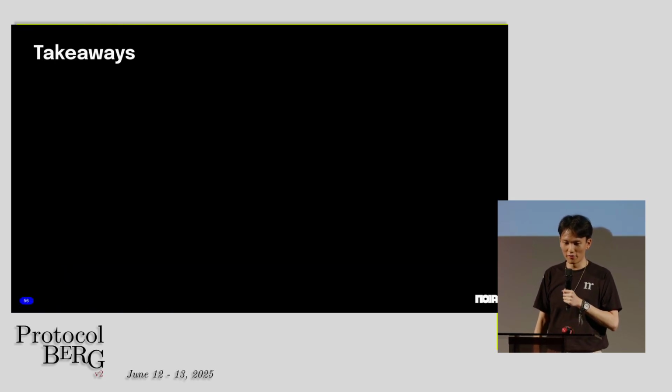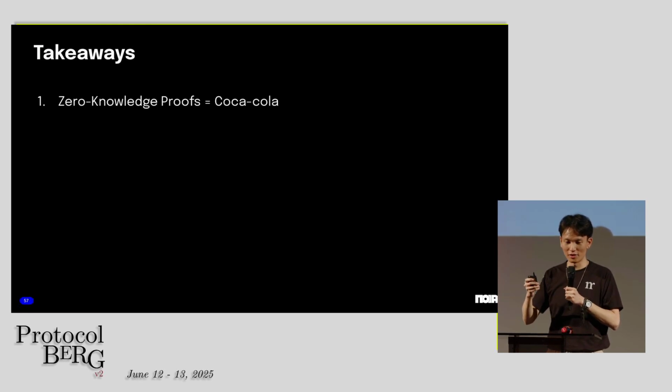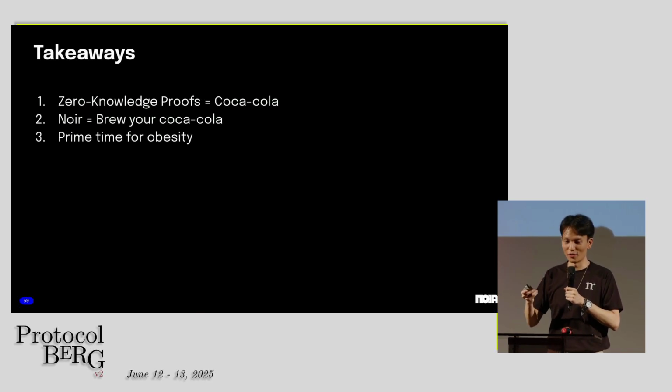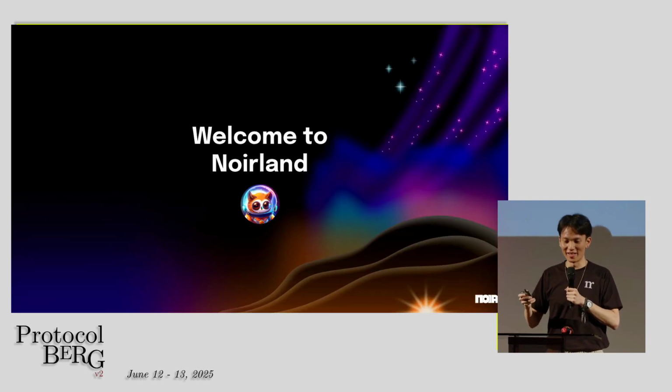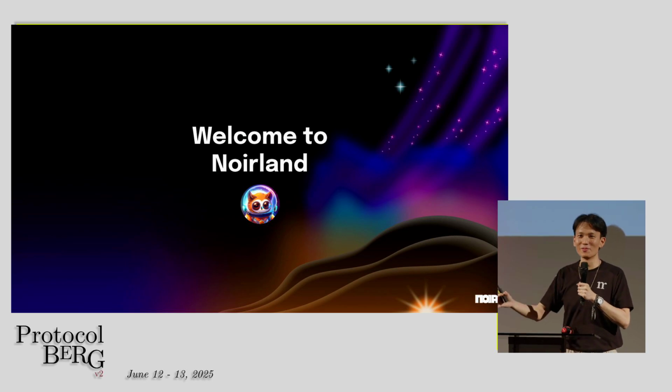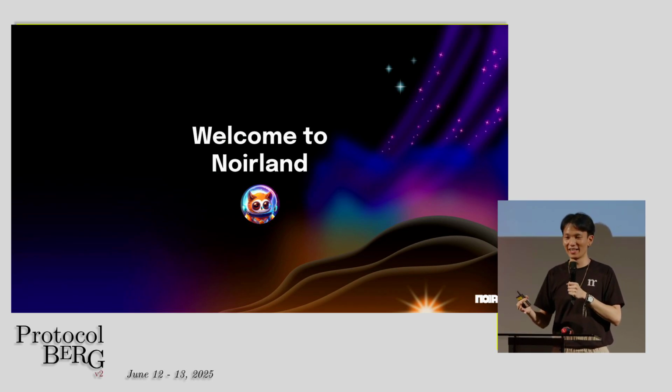But yeah, a few takeaways if we are going back home from this talk. It's quite a long one, so remember: zero knowledge proofs equals Coca-Cola. A bottle of Coca-Cola is a good proof. And Noir is basically the language, the way that you can brew your own Coca-Cola. And it's prime time for privacy. So hopefully that's a very nice glimpse into the future that we can all build together. And lovely to take some questions if you have any. But thank you all.